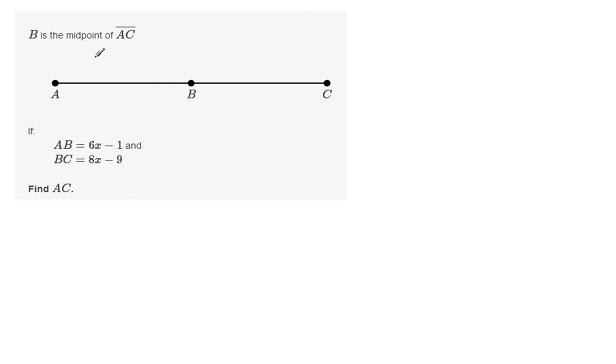So AB, this left side, is 6x minus 1. And BC on the other side is 8x minus 9. I'm real slow because my computer's feeling real dumb today. And since B is a midpoint and we want the whole length, we're going to combine these two expressions together. So 6x plus 8x is 14x. And negative 1 and negative 9 combine to make negative 10.